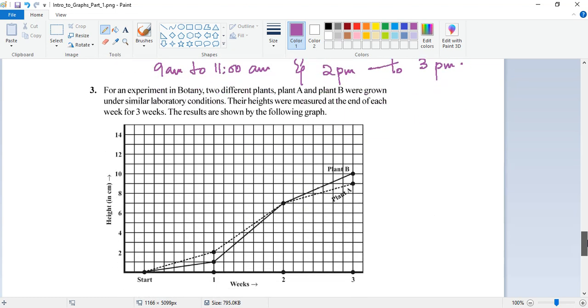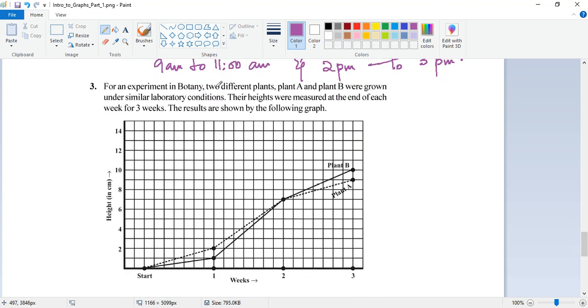For an experiment in botany, two different plants, plant A and plant B, were grown under similar laboratory conditions. So you see there are two different graphs given, part A and part B. Both are two different things, and their heights were measured at the end of each of 3 weeks. The results are shown in the following graph. So now let's look at the graph.